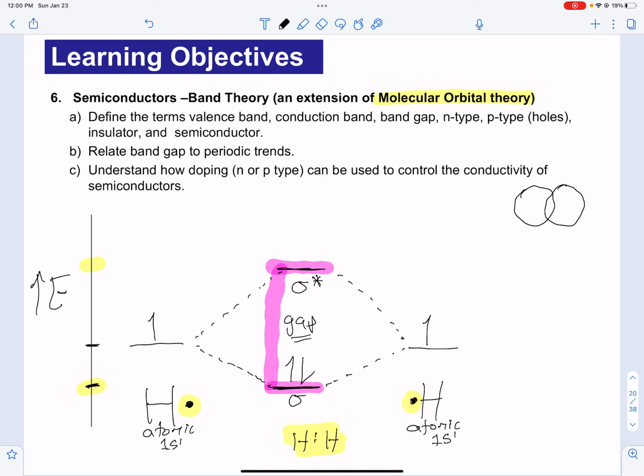So this is the molecular orbital theory. We're using atomic orbitals explaining the formation of a molecule. So quick review. If you need more information on this, make sure you check the tutorial videos that I have posted on Canvas. You can also go back to chapter 11 on your textbook from last semester.